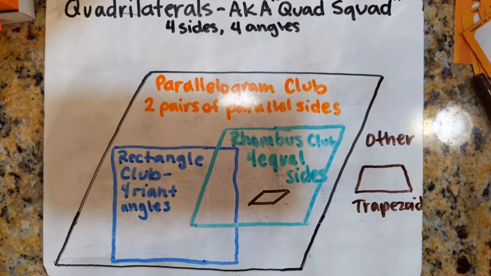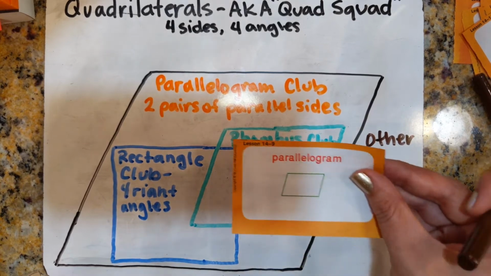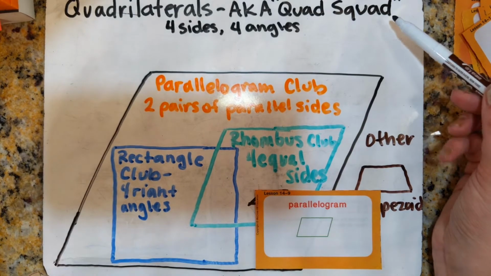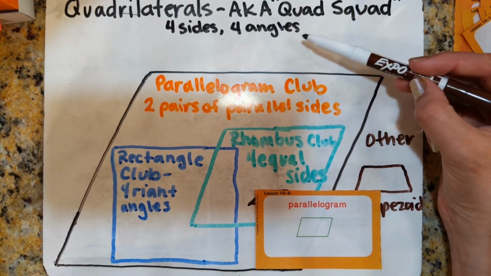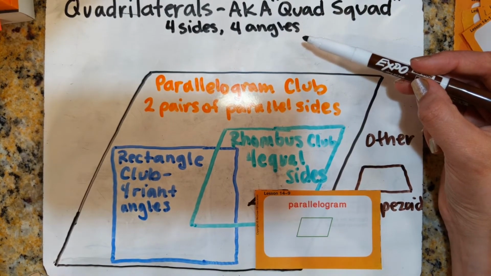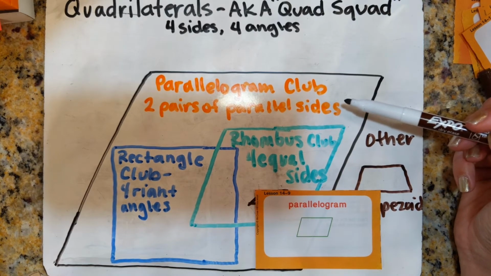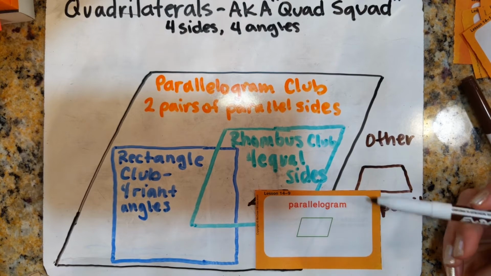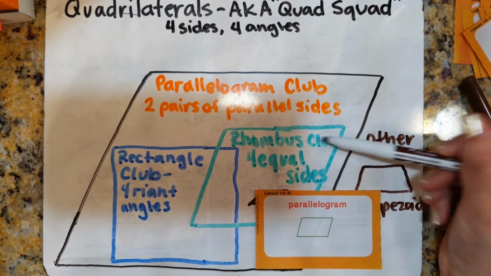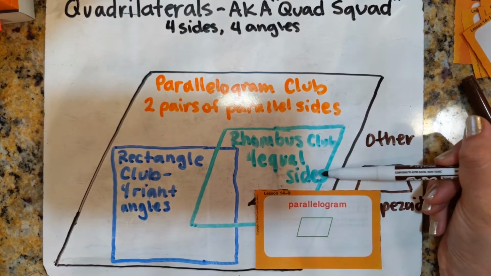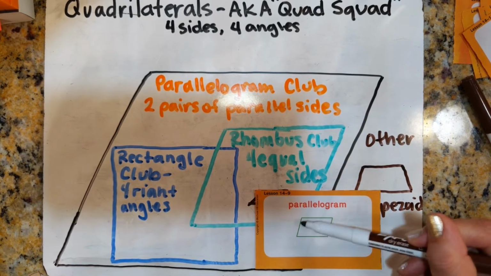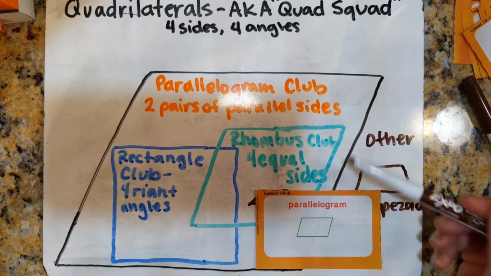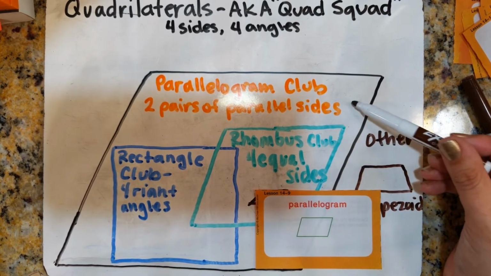Okay. And a parallelogram. Right here, we've got a parallelogram. So it can join the quad squad because it has 4 sides and 4 angles. Okay? And it can join the parallelogram club because it has 2 pairs of parallel sides. But that's where it stops because it cannot join the rhombus club. It does not have 4 equal sides. These sides are shorter than these sides, right? You can see that. So it is not a rhombus. It just gets to hang out in here.